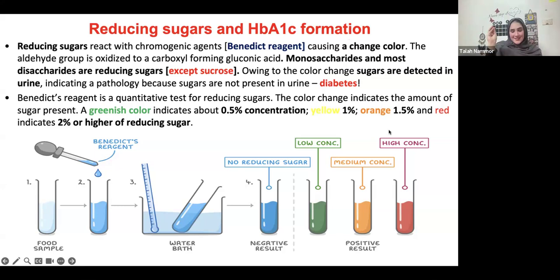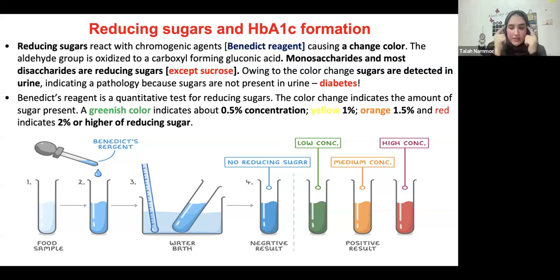But focus now on reducing sugars. From the name, they reduce this reagent. So what will happen? The aldehyde group that is usually there is oxidized to a carboxyl, forming gluconic acid. These are a bunch of weird names, but simply, reducing means it gives up the hydrogen. So the aldehyde group will give up the hydrogen and become a carboxyl.